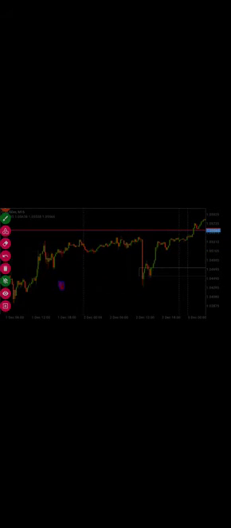Zones can actually be broken. I want to find a good supply zone I can use as an example for you. Okay, I have seen one supply zone, which is this one. See this fast move to the downside.